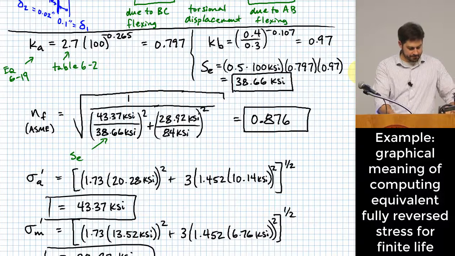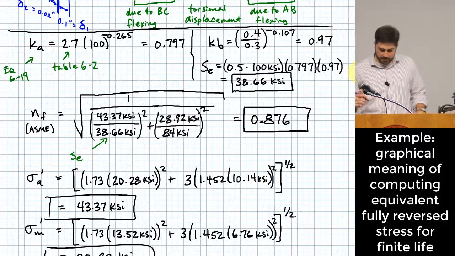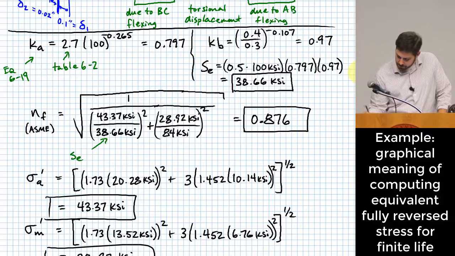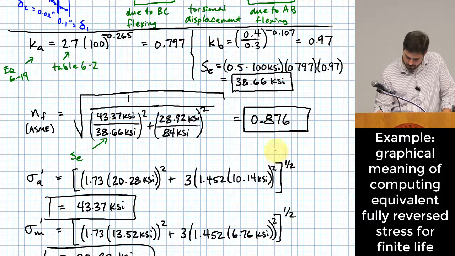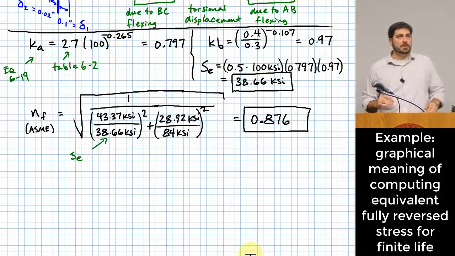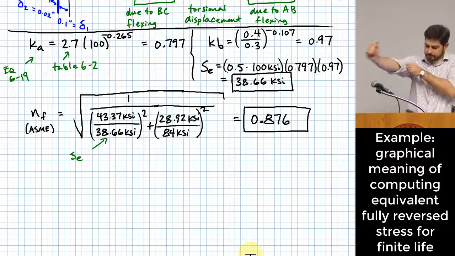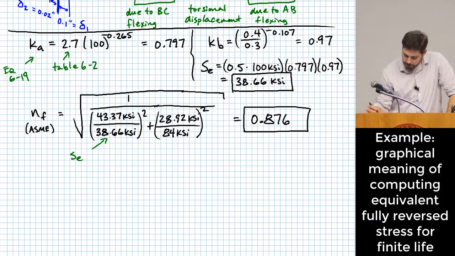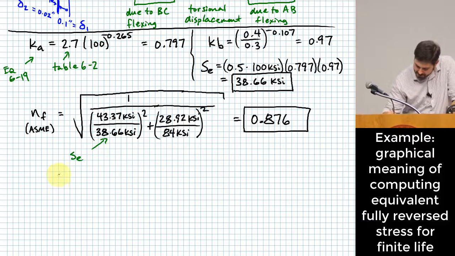Moving right into that, let me graphically show you what we're going to be doing here, okay? And I'm going to do this on our mid-range and alternating stress axes.